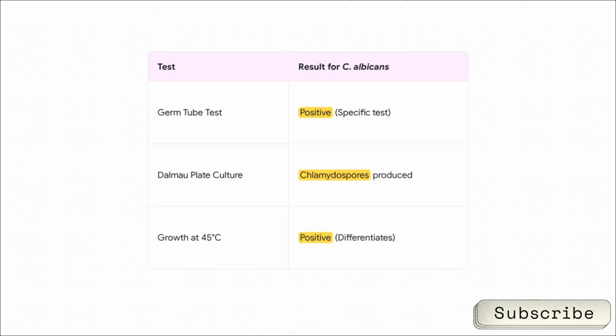Okay, so you've grown Candida in the lab. How do you know if it's the common troublemaker, C. albicans? Well, there are 3 key tests. First, the germ tube test. It's the most specific one. C. albicans forms these little tube-like things in serum. Second, on a special type of agar, it produces these really thick-walled spores called chlamydospores. And third, it can grow at a toasty 45 degrees Celsius, which helps you tell it apart from its close cousin C. dubliniensis.